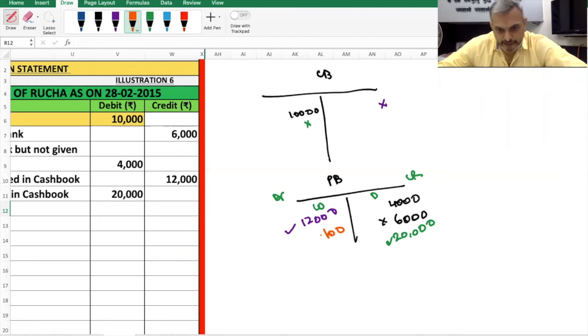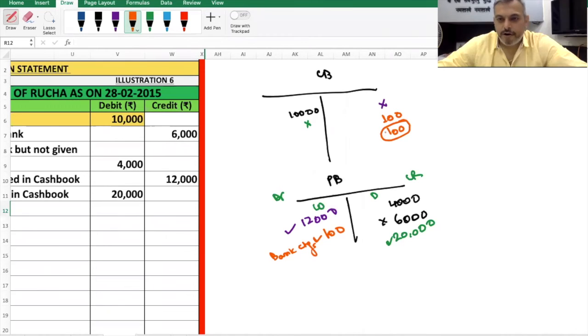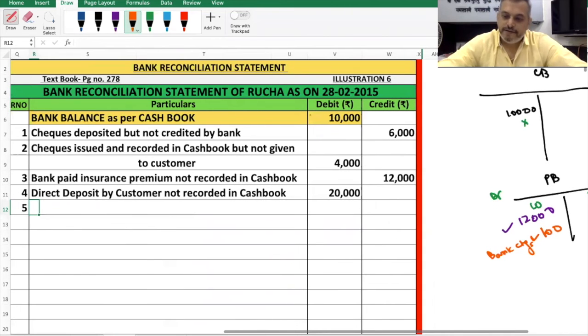So 100 is recorded in passbook as bank charges, but in cash book what mistake happened is we recorded once, that is fine, but by mistake we recorded it twice. So what will we do now? Where will we take this extra 100 to correct it? Debit in cash book. Yes, we have to record it on the debit side of bank reconciliation statement.